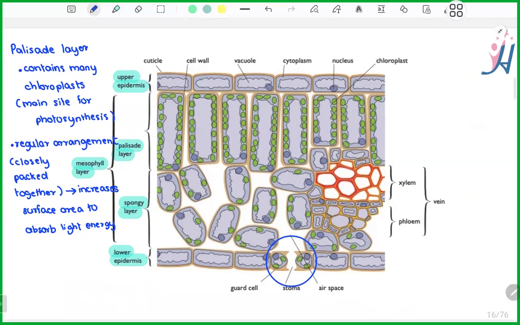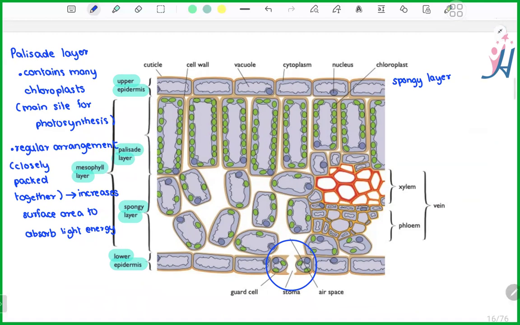Now it's time for the spongy layer, or spongy mesophyll. They also contain chloroplasts, of course, so they can also carry out some amount of photosynthesis, but not as much as the palisade mesophyll layer. The distinguishing feature of the spongy layer is that it contains air spaces, which allow gas exchange by diffusion.